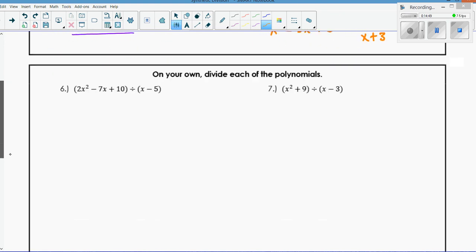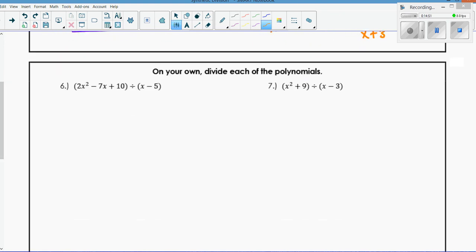Okay, so here are some for you to try on your own. Why don't you pause this and see if you can do these. They won't take you very long. Then check your answers as I go through and explain them. I'll try to explain them a little bit quicker. See how you guys are doing. Just make sure you're paying attention. If you're dividing by a linear, you know what that solution is, so you can use synthetic division. If you're not dividing by a linear, you have to use long division. Go ahead and pause.